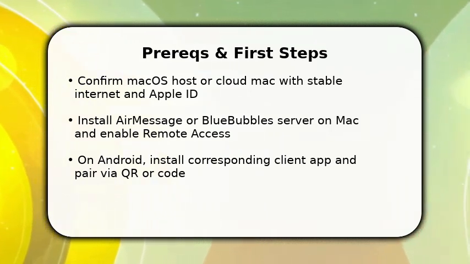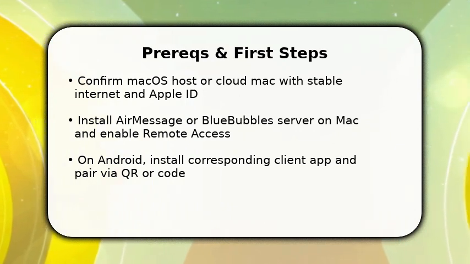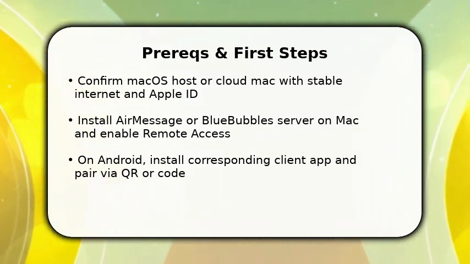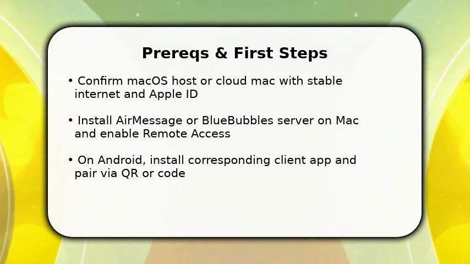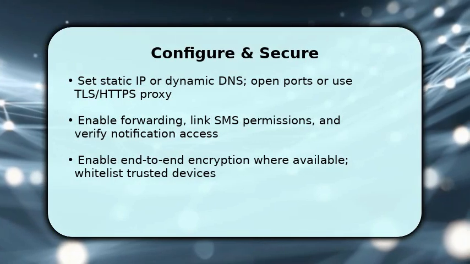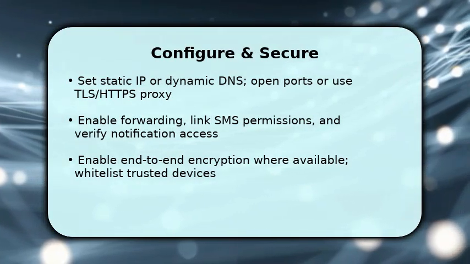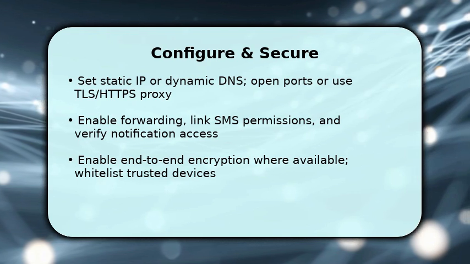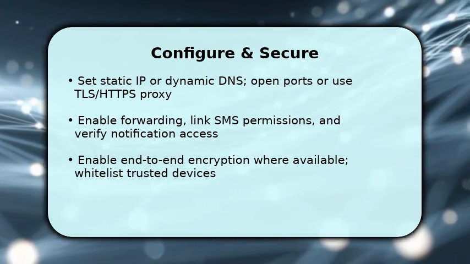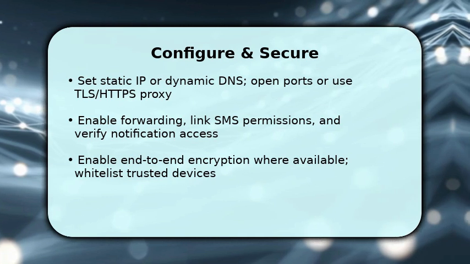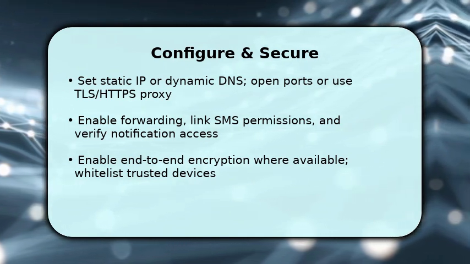Now on Android, install the matching client app and choose Pair Device. Scan the QR or enter the pairing code. This establishes a secure tunnel, so messages move between Apple's service and your Android. Once paired, configure networking so the server stays reachable. Set a static IP or dynamic DNS and forward the server port, or use the built-in TLS/HTTPS option to avoid port rules.